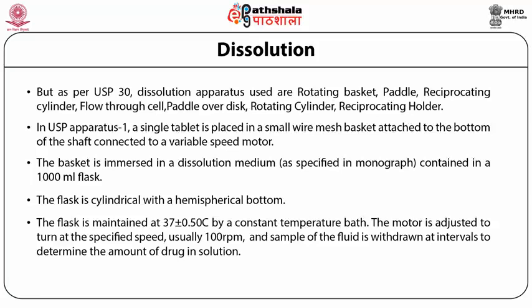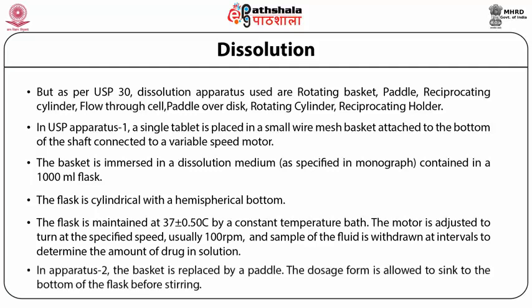The motor is adjusted to turn at a specified speed, usually 100 revolutions per minute, and a sample of the fluid is withdrawn at intervals to determine the amount of the drug available in solution form. In apparatus 2, the basket is replaced by a paddle and the dosage form is allowed to sink to the bottom of the flask before stirring.